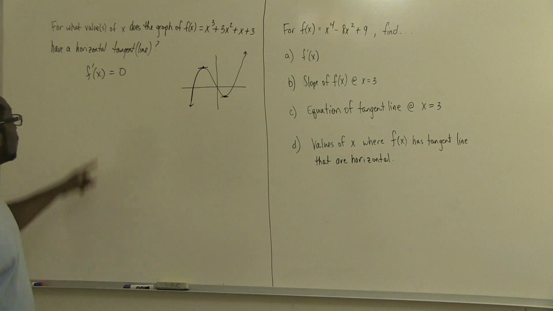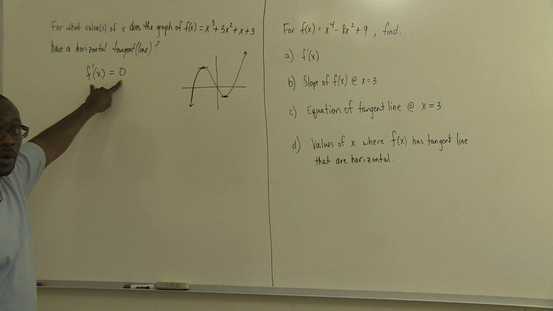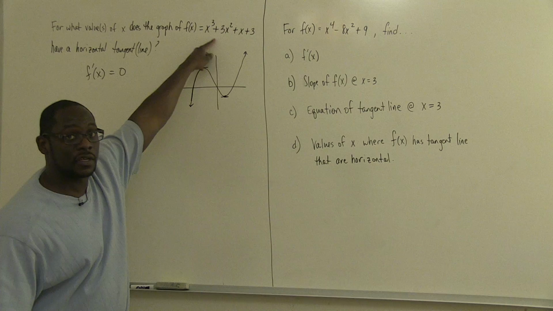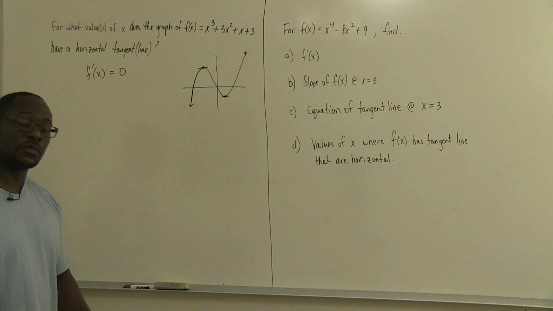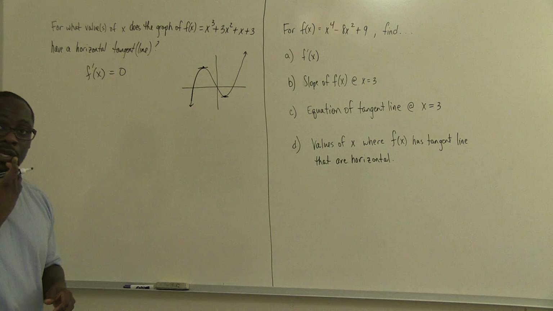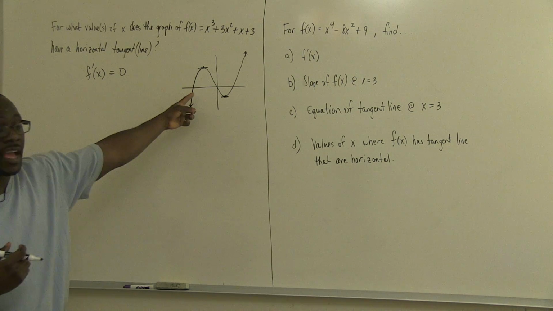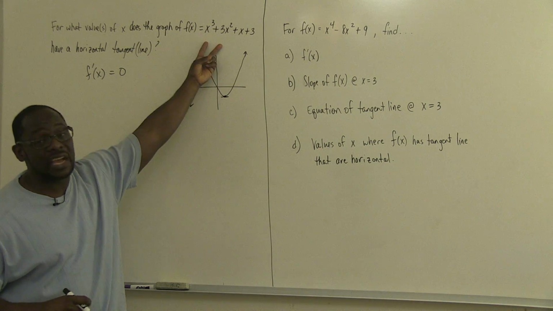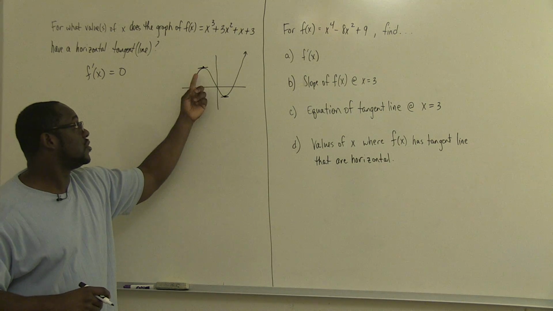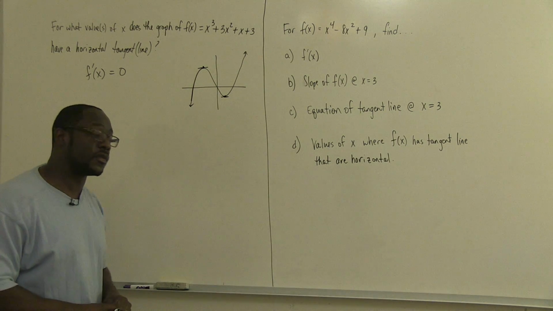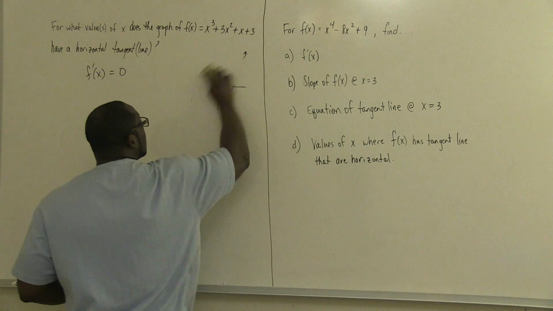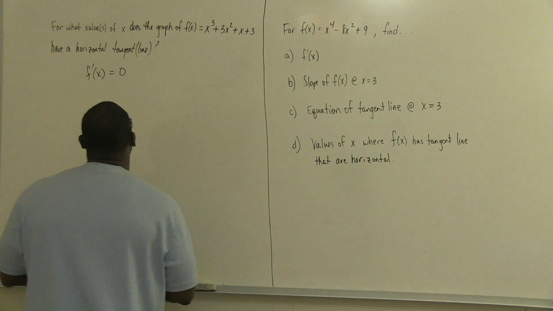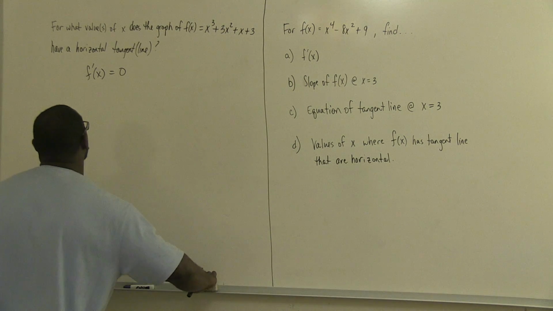Okay, so we're going to take the derivative of this, set it equal to 0, and then we'll see what type of answers we get. And so we're expecting to have 2. Now, of course, this graph isn't drawn to scale, but this is just to tell us that we are expecting 2 different answers.